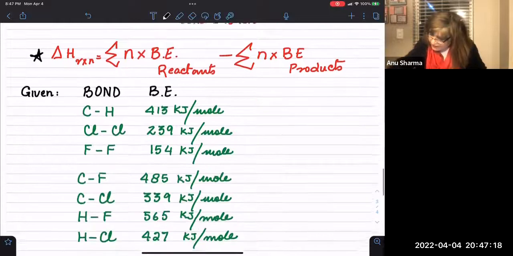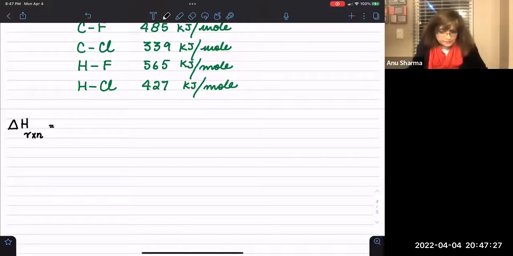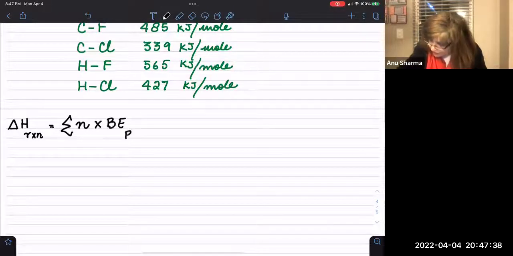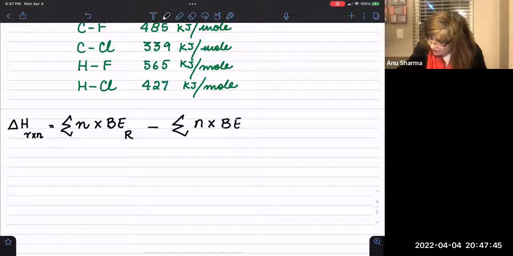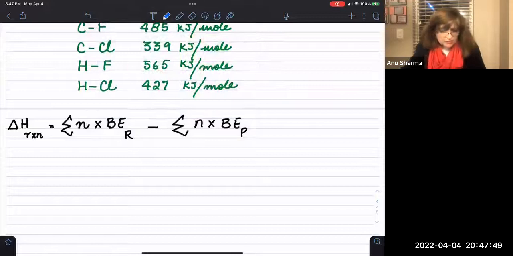Let's do this. So delta H for this reaction is equal to the energy that is needed to break the bonds. So the total number of moles times the bond energy of the reactants minus the sum total of the number of moles times the bond energy of the products. Okay, now let's do this.